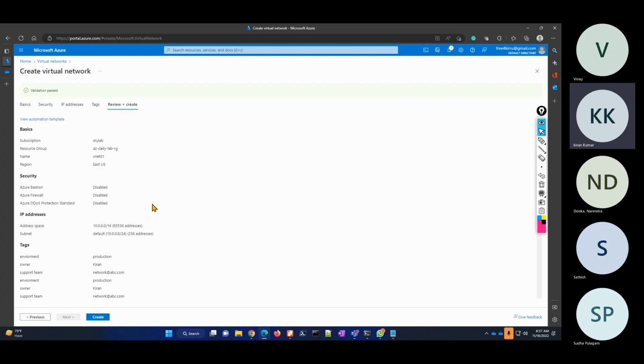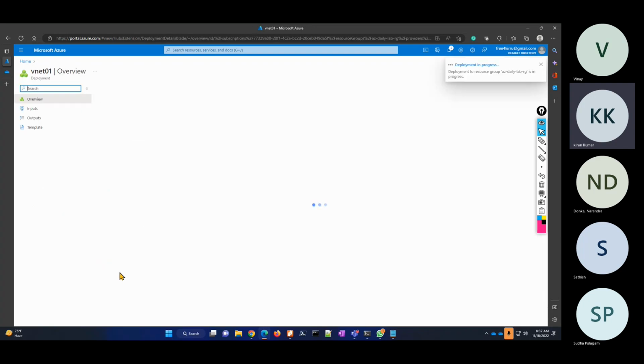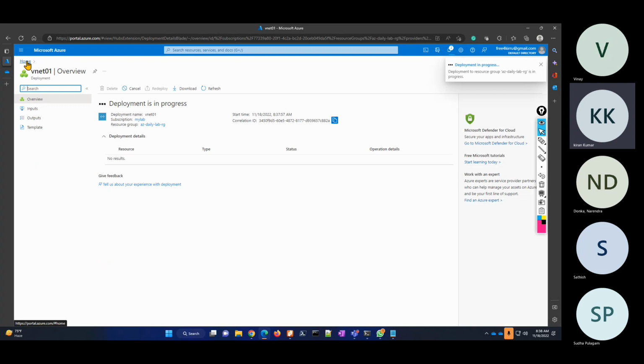I'm trying to deploy and create it. When I'm deploying this virtual network, I give some tags. So and so, this is production related. So and so is the owner. So and so is the support team. So and so, environment, like that. Everything is detailed, given as information.